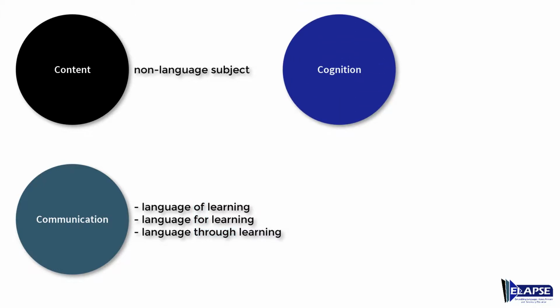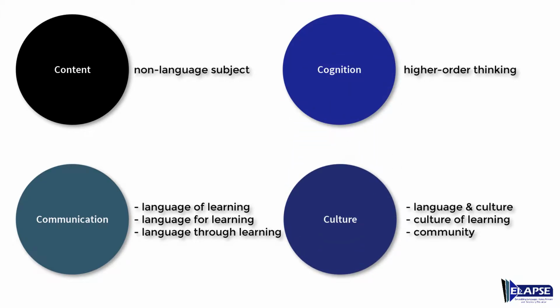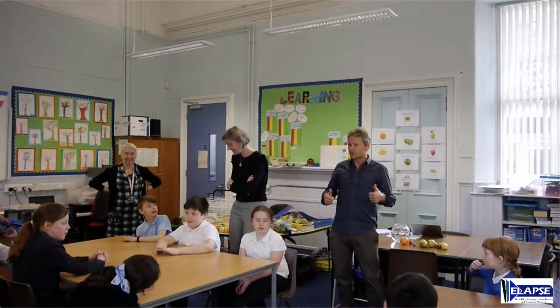Cognition refers to higher order thinking and knowledge processing. Culture in CLIL lessons explores the links between language and cultural identity. What is more, it refers to a culture of learning as well as a sense of community and citizenship among learners. Let's have a look at how this framework can be put into practice in a science CLIL lesson.